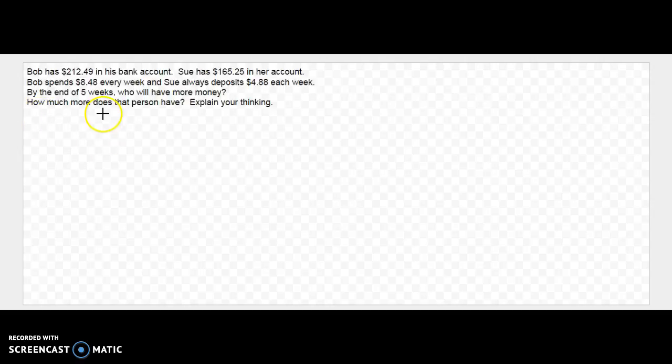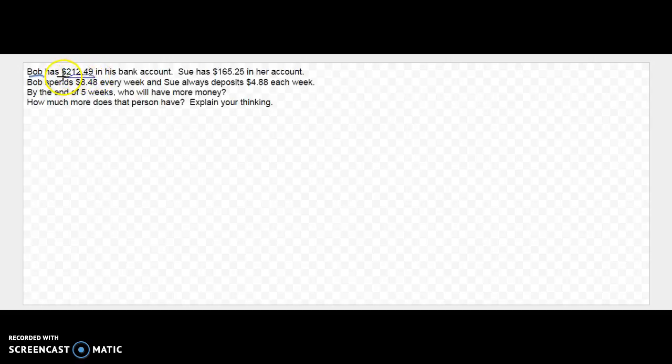So it says Bob has $212.49 in his bank account. Sue has $165.25 in her account. Bob spends $8.48 every week, and Sue always deposits $4.88 each week. By the end of 5 weeks, who will have more money? And how much more money does that person have? Explain your thinking.